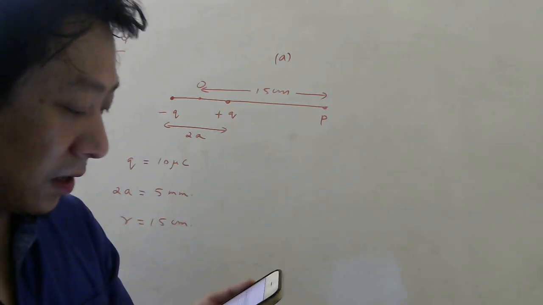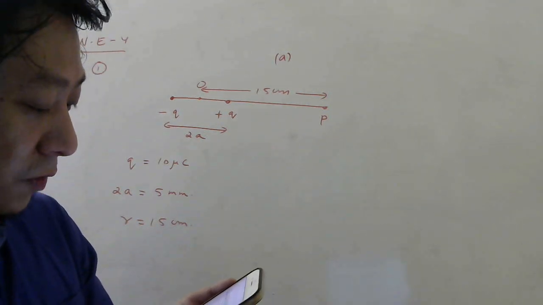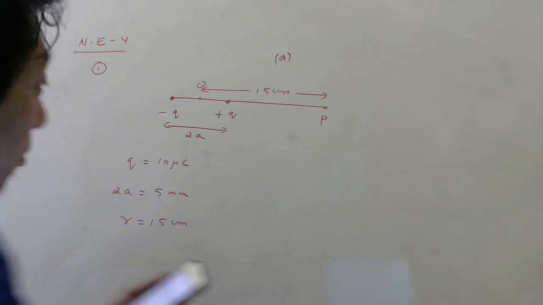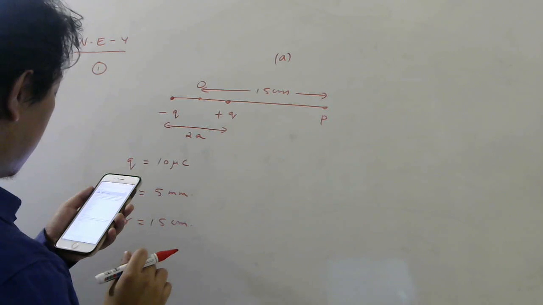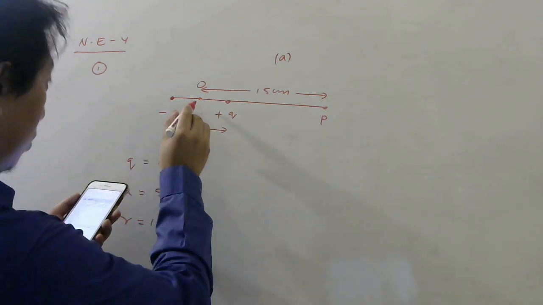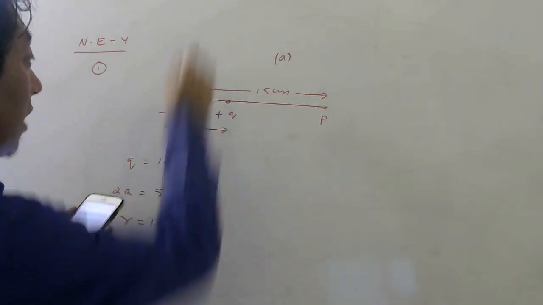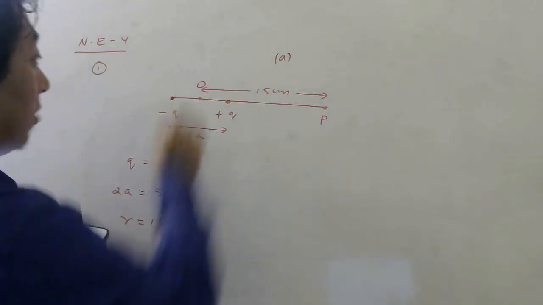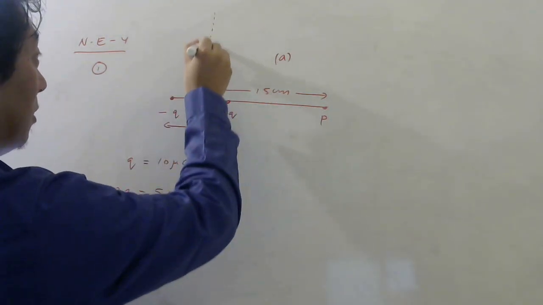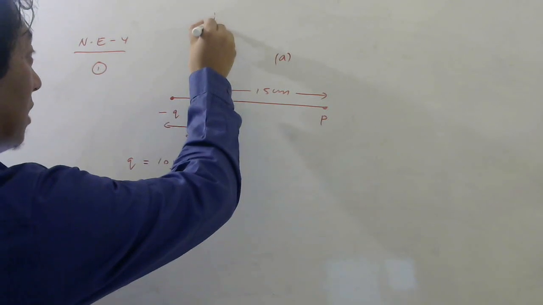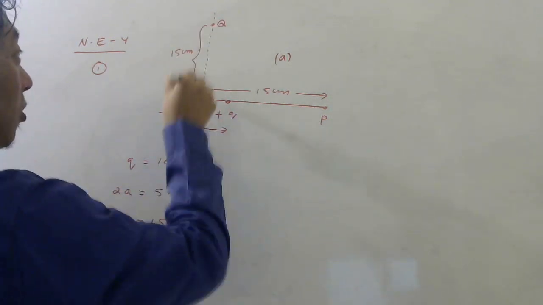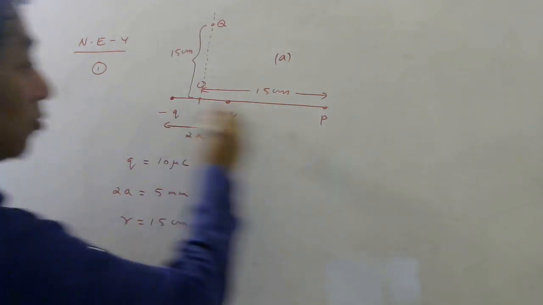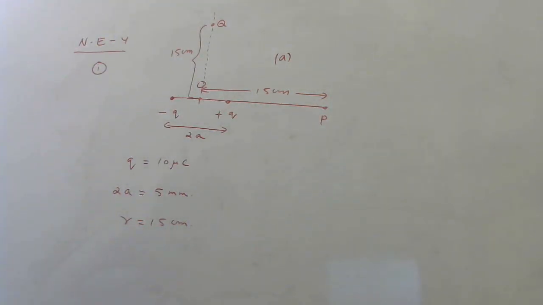Then the second part says: at point Q, which is 15 centimeter away from O, but it is on a line passing through O and normal to the axis. Normal to the axis means perpendicular to the axis. So another point they have asked is Q, and this is also 15 centimeter, but this is on the equatorial line. And this one is on the axial line. So they are asking you to find electric field.